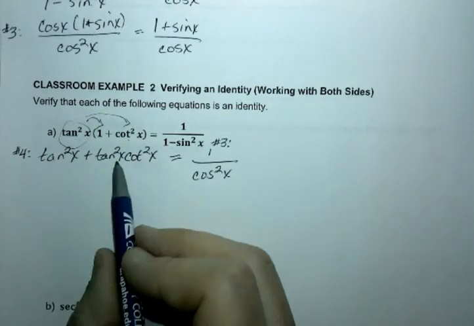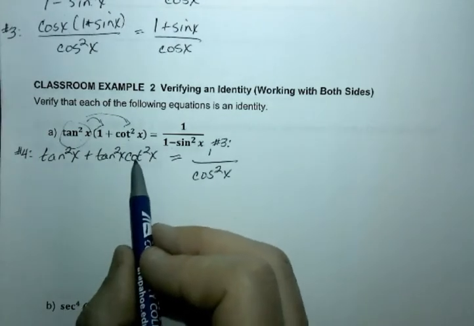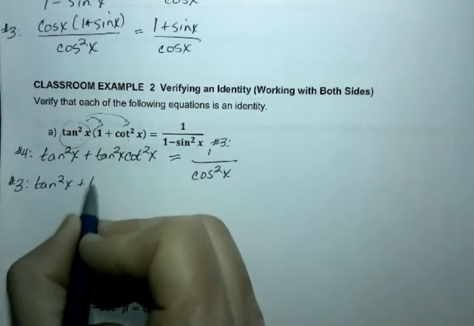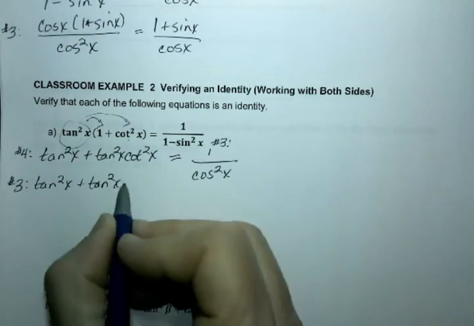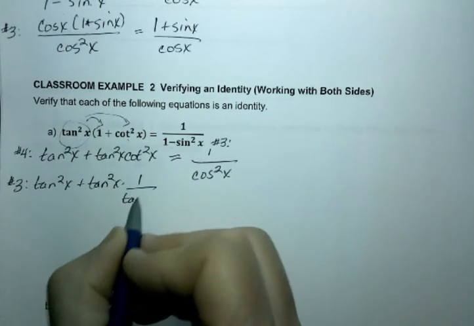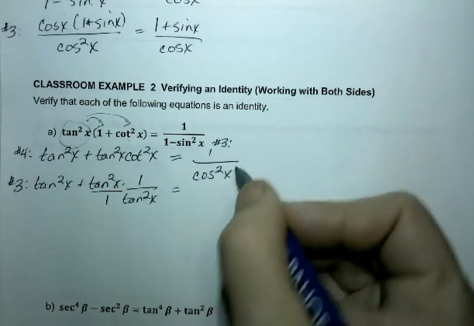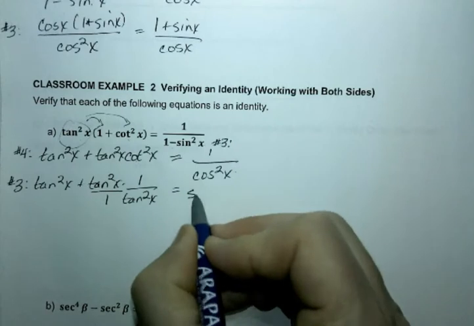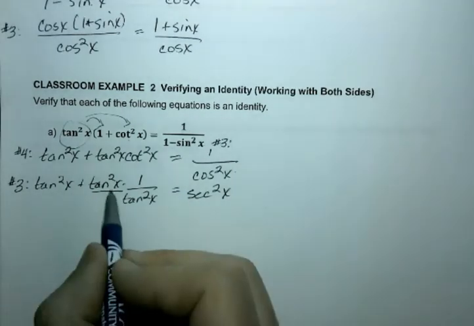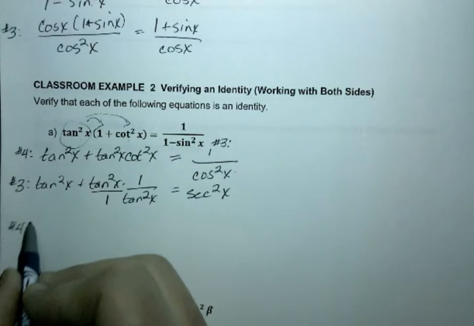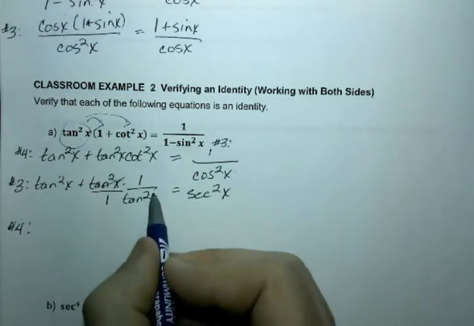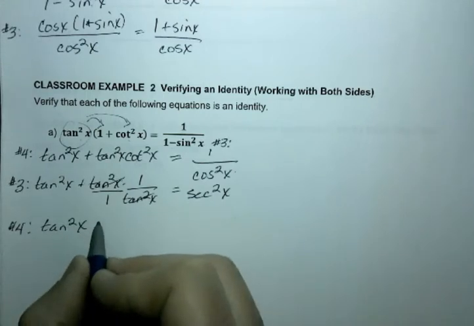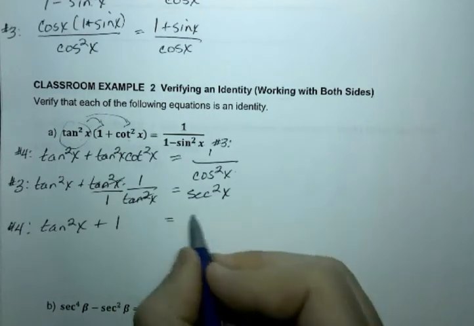Now on this side, I see one thing I can do. I can use a reciprocal identity to write cotangent squared as 1 over tangent squared. On this side, I can also use a reciprocal identity to write this as secant squared of x. Then on this side, I'm going to simplify this. I've got a tangent squared both places. I can cancel those out, and that gives me tangent squared x plus 1.